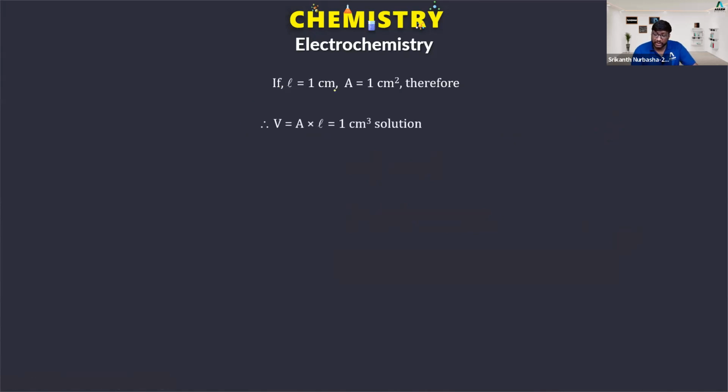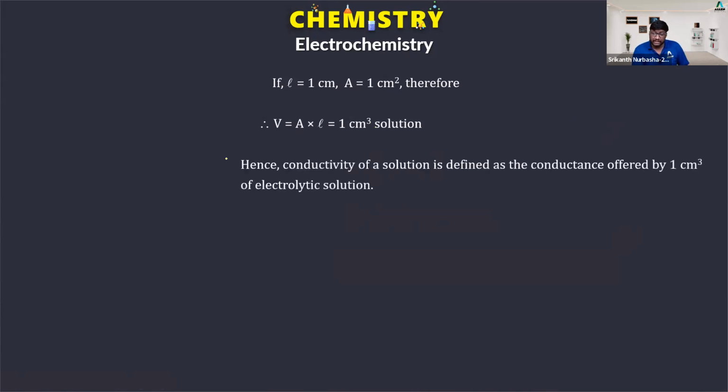If L is equal to 1 centimeter and area is equal to 1 centimeter square, therefore volume is equal to 1 centimeter cube of solution. Hence, the conductivity of a solution is defined as the conductance offered by 1 centimeter cube of electrolytic solution. What is conductivity? Conductivity is the conductance offered by 1 centimeter cube of the electrolytic solution.